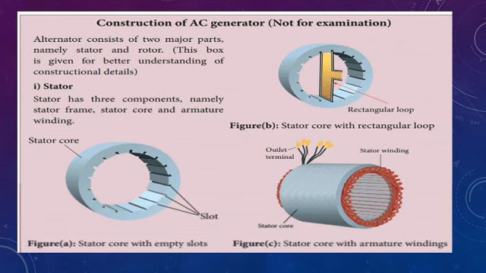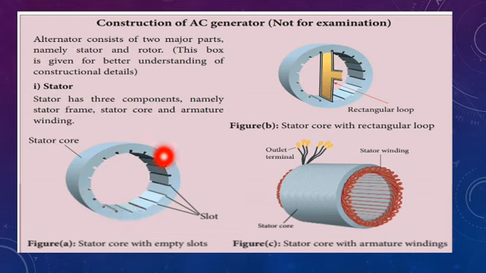See, in our book these parts are given. Alternator consists of two major parts, namely stator and rotor. See this one, this is the stator core, and this is the rectangular loop. Stator has three components, namely stator frame, stator core and armature. So this is the stator core.